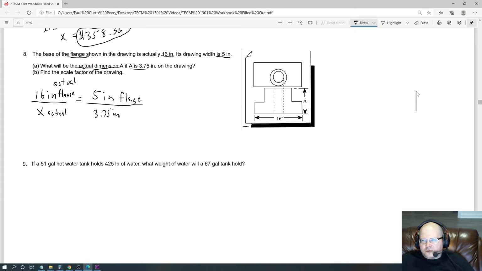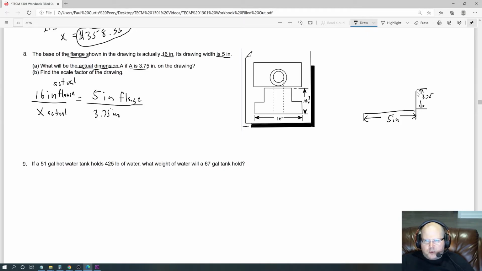So let me draw another similar diagram here just to make sure that this is clear what's happening, okay? So let's say we have this situation right here, and we also have this situation right here. Okay. So what they're saying is they don't know what this is, but they do know what this is, right? In real life, on the drawing, this is 5 inches. And on the drawing, this is 3.75 inches.